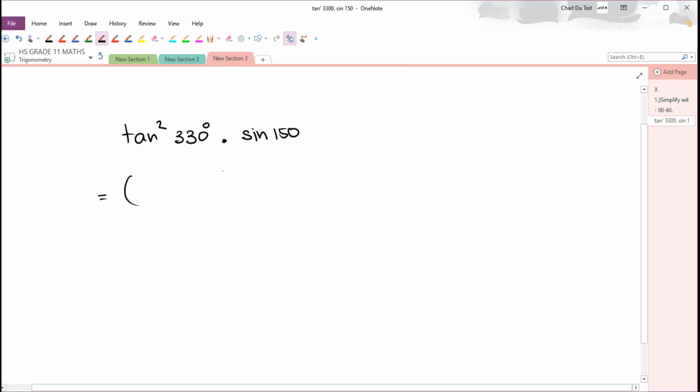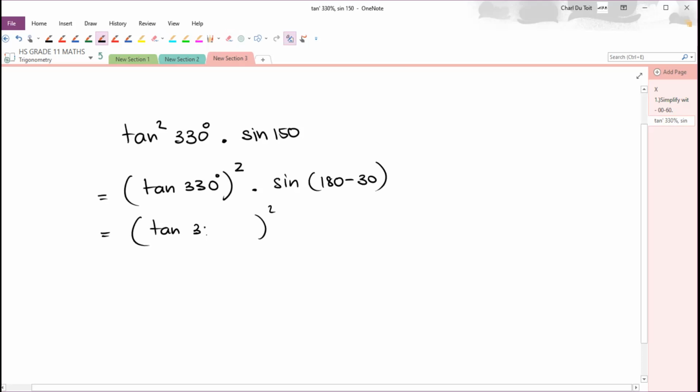So that I can rewrite that as the square of tan 330 times sin of 180 minus 30. Do you agree? Yes, sir. Good. So 330 is the same as 360 minus 30. And 180 minus 30 is second quadrant, so it's positive sin 30.